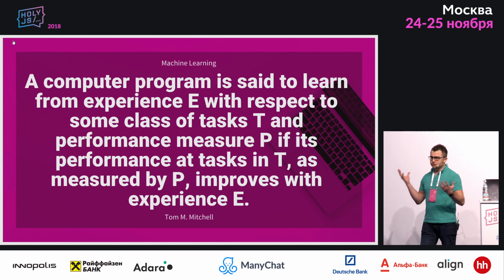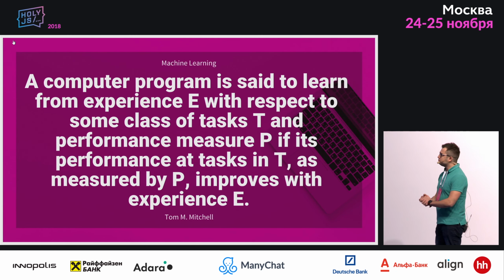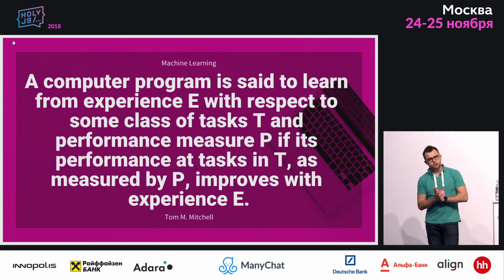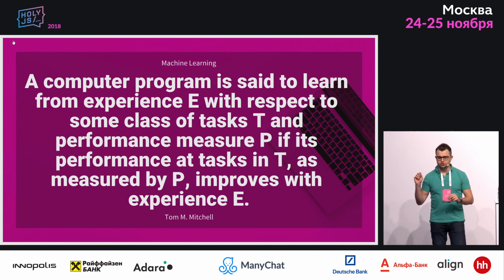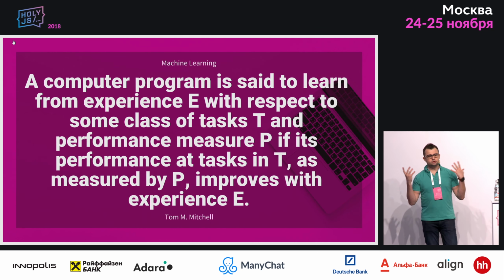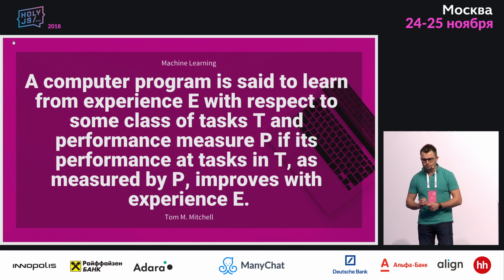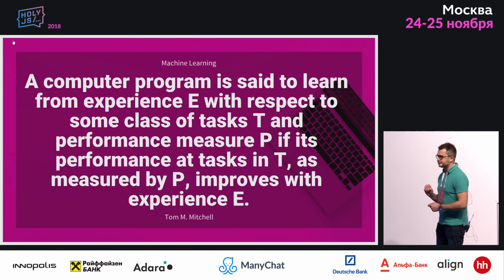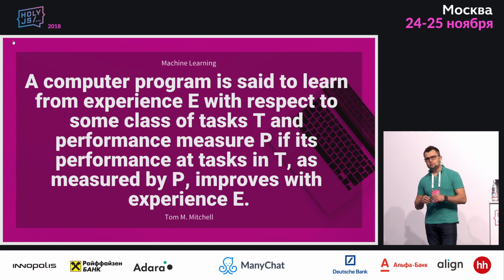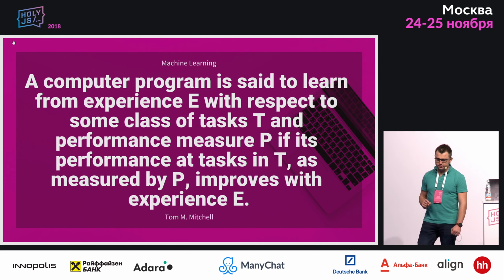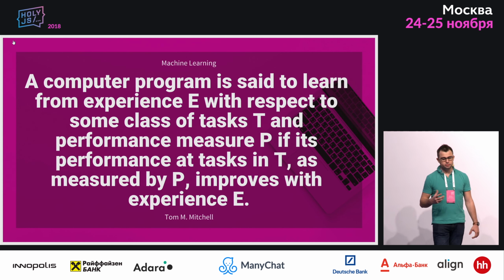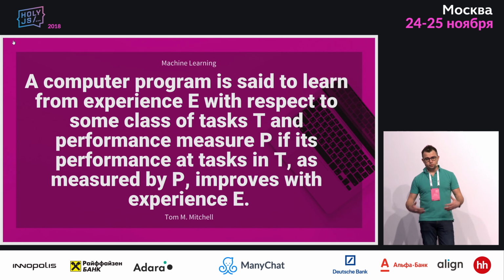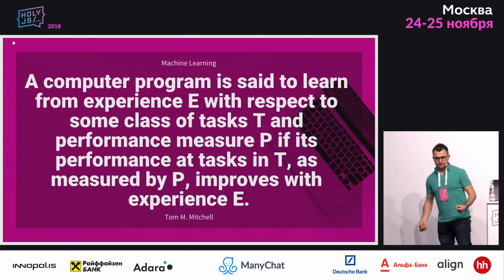Let's start from the definition of machine learning. There is a gentleman called Tom Mitchell who has contributed to machine learning a lot, and he has come up with this definition: a computer program is said to learn from experience E with respect to some class of tasks T and performance measure P, if its performance at tasks in T, as measured by P, improves with experience E. So the more we train the model, the more we train the machine, the better it gets at solving our tasks.